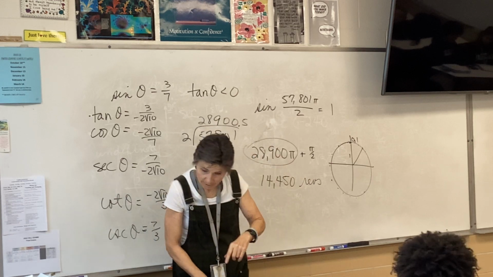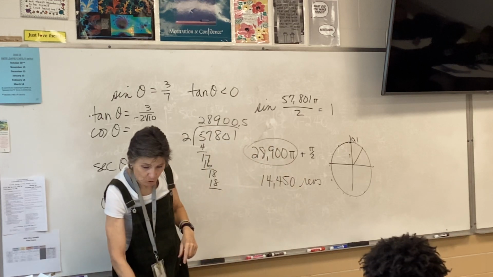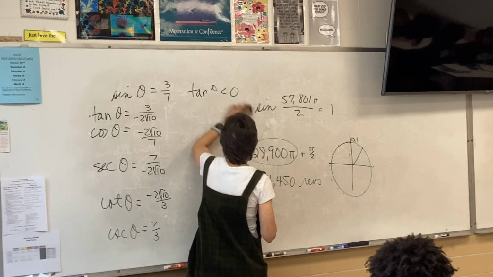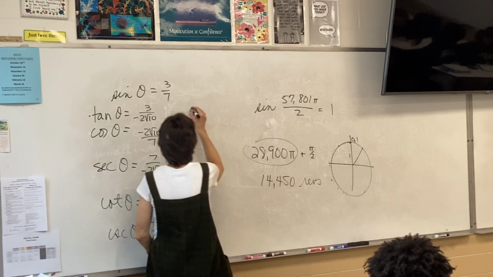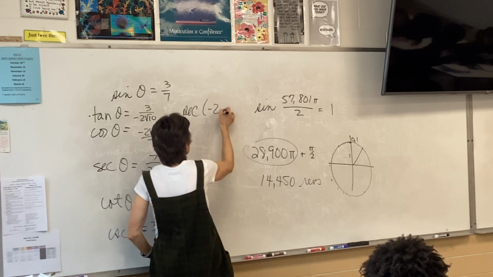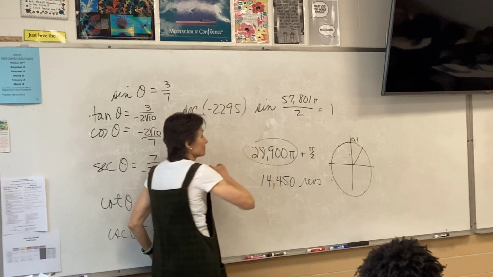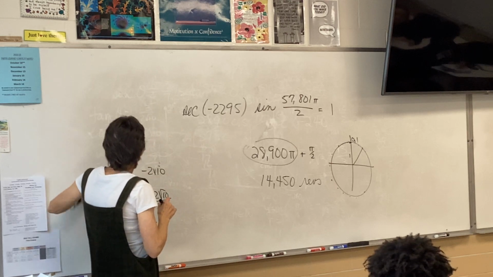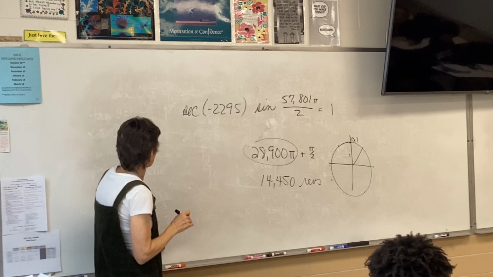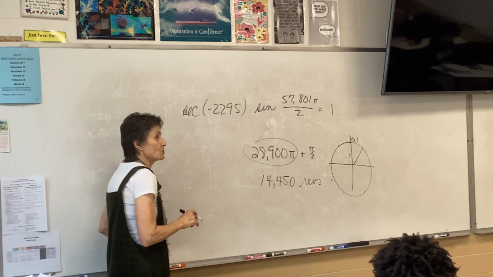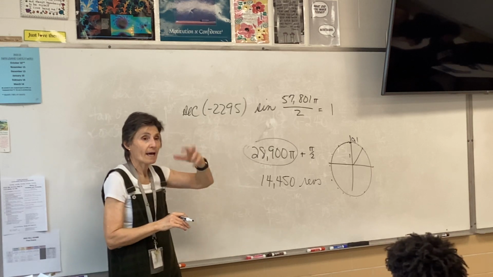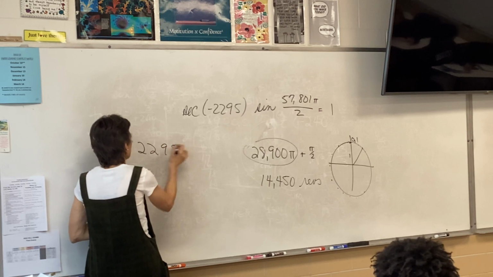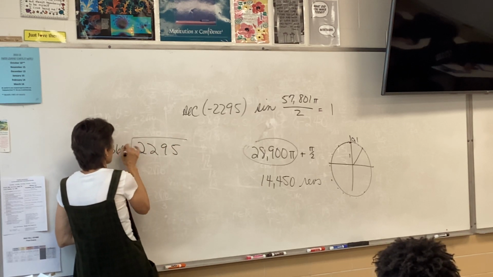One more, quickly. Secant of negative 2295, no calculator. We'll do the calculator in a second to check. But secant of negative 2295. Now this one's in degrees. So what do we want to weed out? Extra 360s. So we're going to take 2295 and divide it by 360.